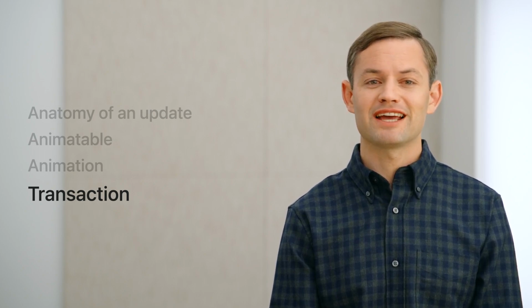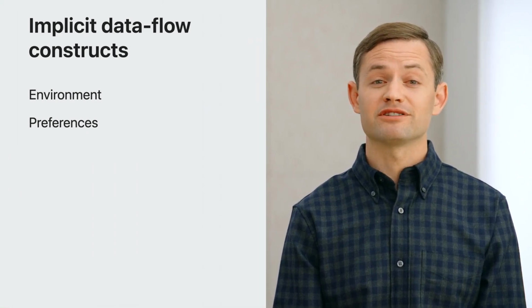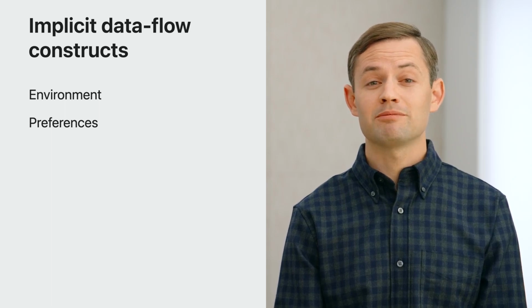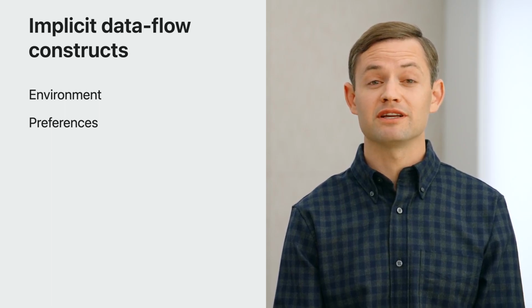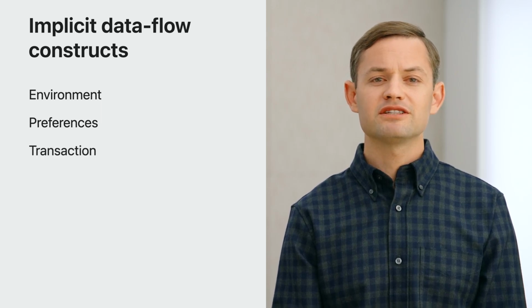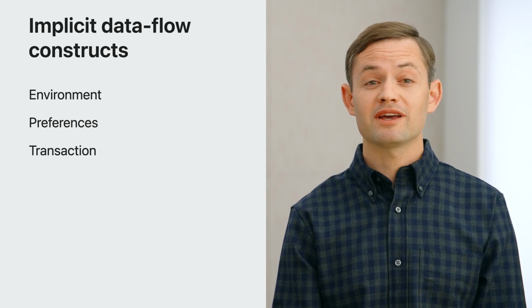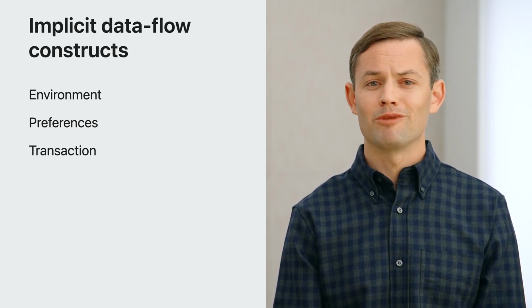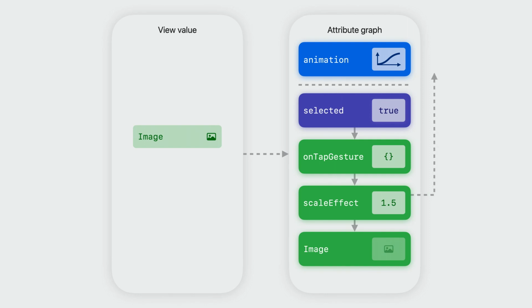I've used the term transaction throughout this talk to refer to the set of work that's performed for a given update to the UI. In SwiftUI code, Transaction also refers to a related, powerful data flow construct and family of APIs. You may already be familiar with environment and preferences. Dictionaries SwiftUI implicitly passes down and up the view hierarchy respectively. Transaction is similar. It's a dictionary SwiftUI uses to implicitly propagate all the context for the current update, most notably the animation.